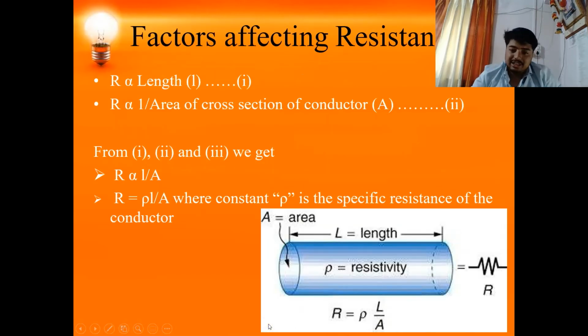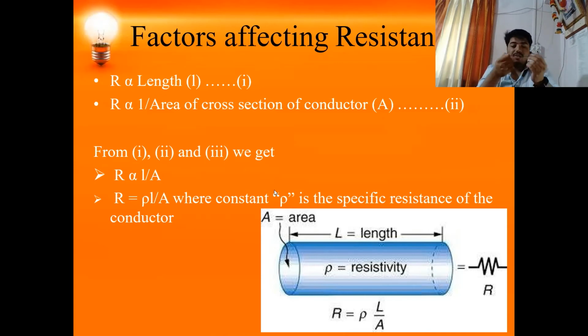Now, factors affecting resistance. Resistance is directly affected by length, and resistance is inversely affected by area of cross section. What this means is, if I increase the length of this conductor, consider now it has a length of 15 centimeters. If I double its length and take a length of 30 centimeters, its resistance will also be doubled. That is, resistance is proportional to length.